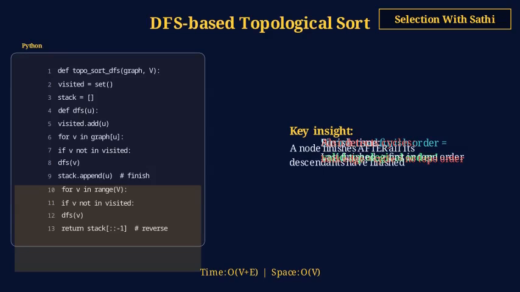Line 13 reverses the stack to get the topological order. Why reverse? Because in post order, the node with no dependencies gets pushed first. After reversal, nodes with no dependencies come first, which is the correct topological order. Same O of V plus E time complexity as Kahn's.